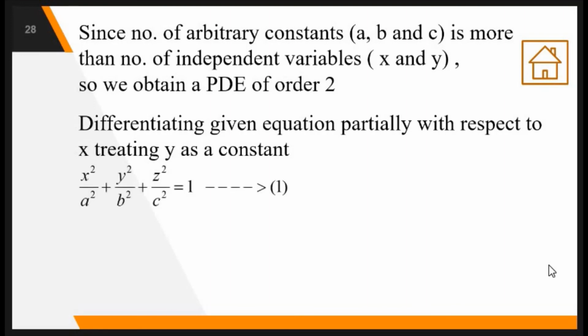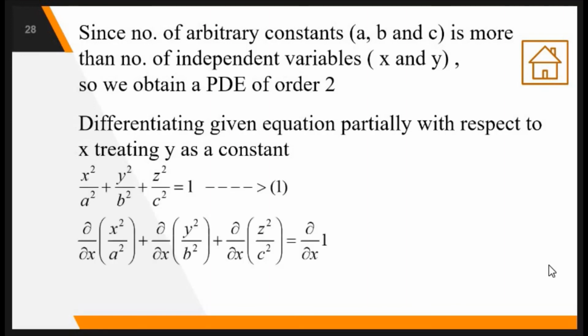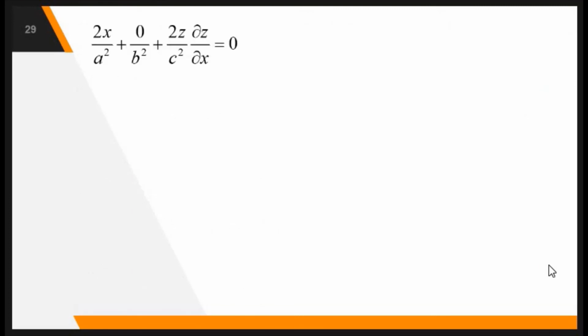This is our equation 1. I am going to differentiate term by term. You know x square differentiation is 2x, y square by b square is constant, so 0. z square differentiation is 2z by c square into ∂z/∂x, equal to differentiation of 1 is 0. So call that as equation number 2. I have written that equation again. Simplify that further.